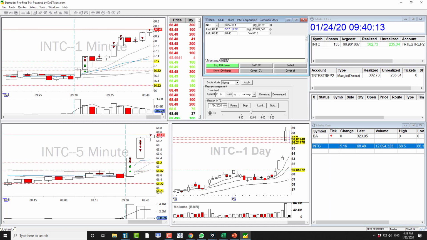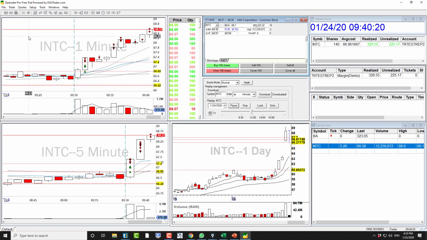Your entry was 66.96 and now you have 68.49. I mean, this is a really good move. You should definitely start scaling out. It would be wrong if you don't scale out.